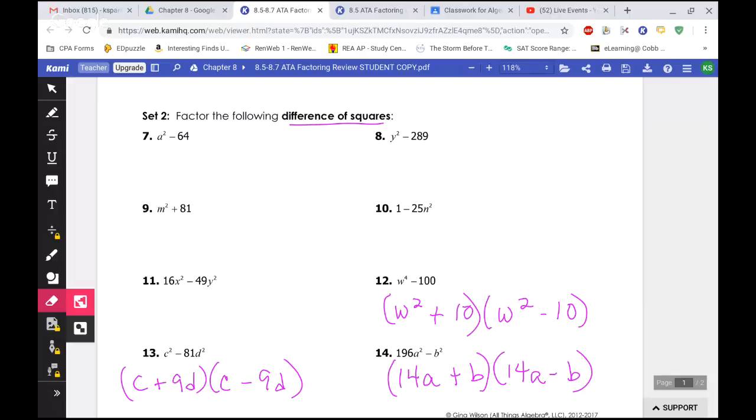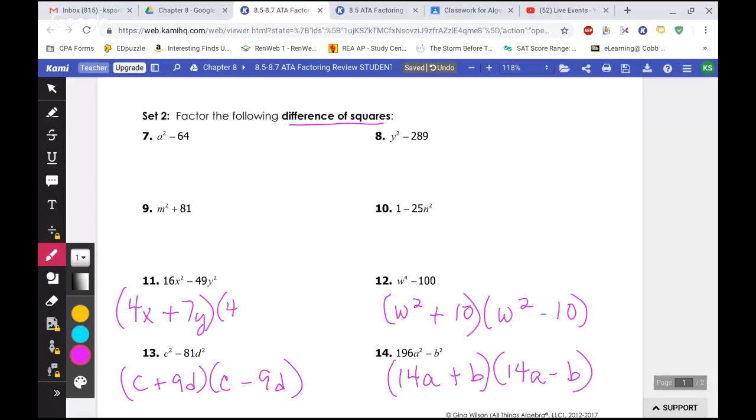The square root of 16x squared is 4x. The square root of 49y squared is 7y. So you just repeat that same thing once you get the square root and put a minus sign there. The square root of 1 is 1. The square root of 25n squared is 5n.